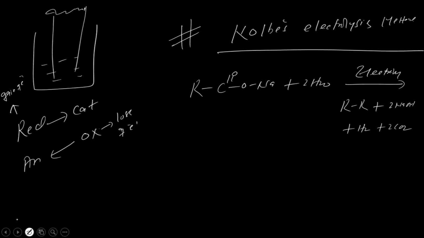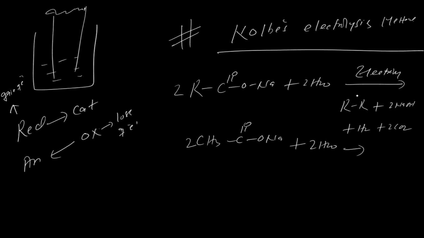Now have a look, I will discuss the mechanism part of Kolbe electrolysis. We directly take an example of sodium acetate, plus a water molecule. As in the above reactions, it will form CH3 over here, plus 2NaOH plus H2 plus 2CO2. But what about the mechanism? How did it take place? Have a look here.